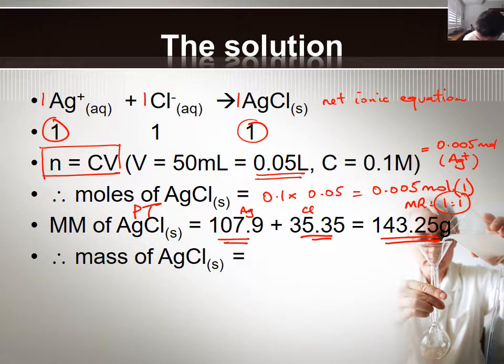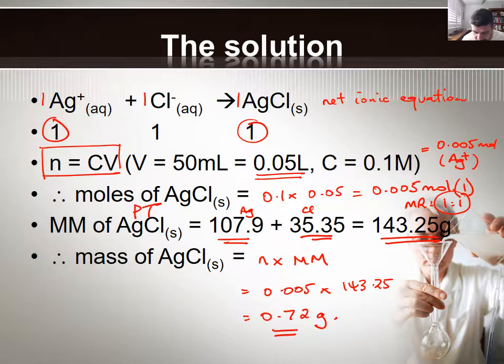So it's going to be number of moles multiplied by the molar mass, which in this case is going to be 0.005 times 143.25, and I have 0.72 grams. So my precipitate of silver chloride should be 0.72 grams, and that's your answer.